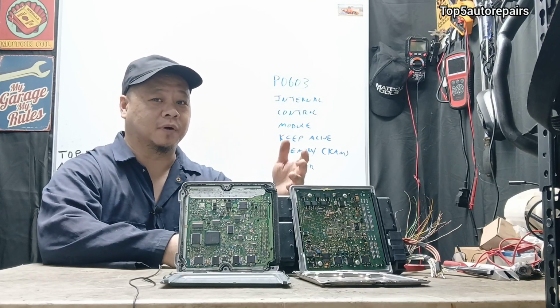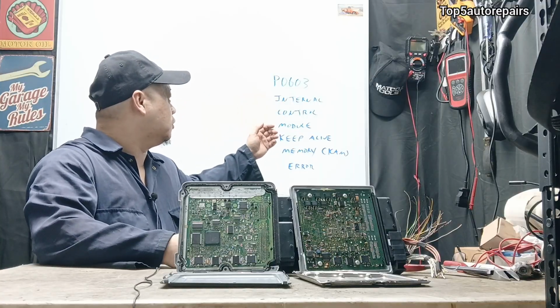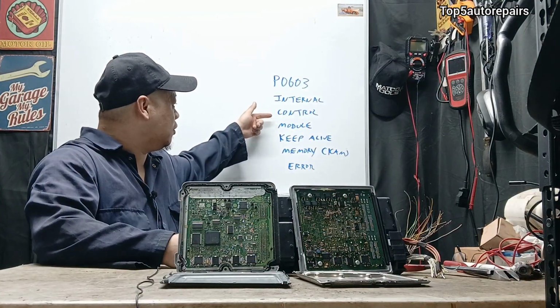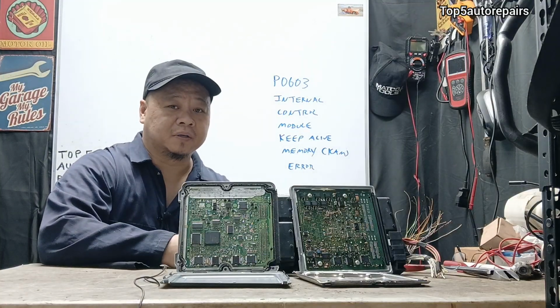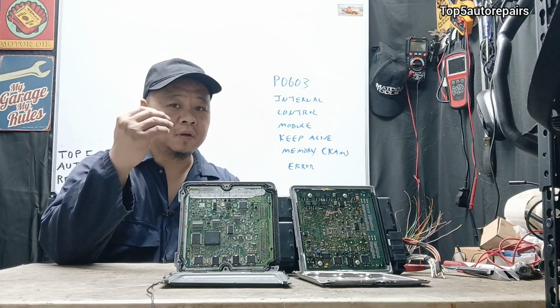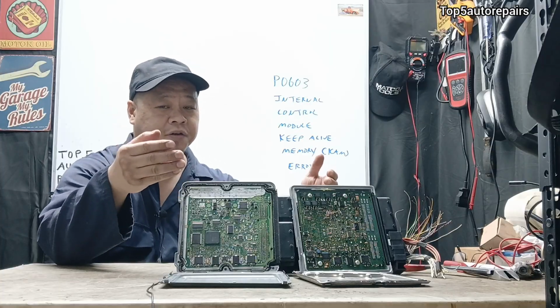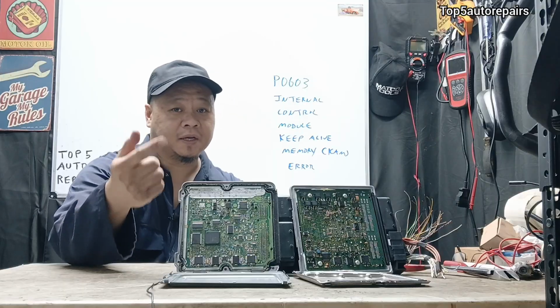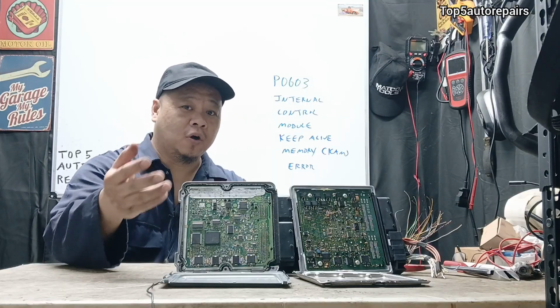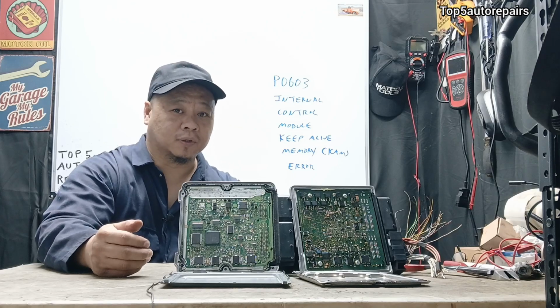Today's topic, I'm going to explain why you're getting P0603, Internal Control Module Keep Alive Memory error code. If you're getting P0603, it means that either you've got a bad computer, also known as the PCM, ECM, or ECU, or you're going to have some sort of issue that's causing this code.